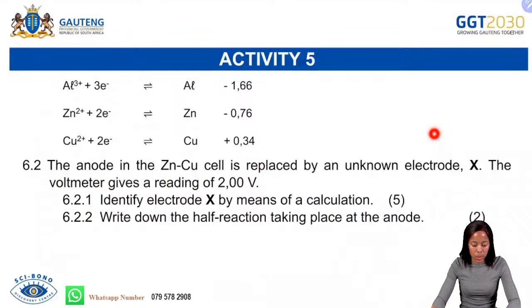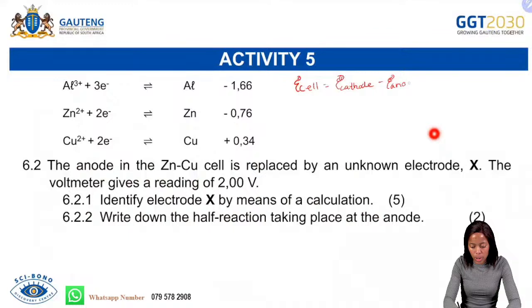Then it says the anode in the Zn-Cu cell is replaced by an unknown electrode X. The voltmeter gives a reading of 2 volts. Identify electrode X by means of calculation. So what are you going to do? You are going to use your formula sheet.